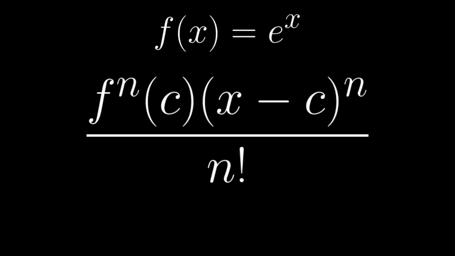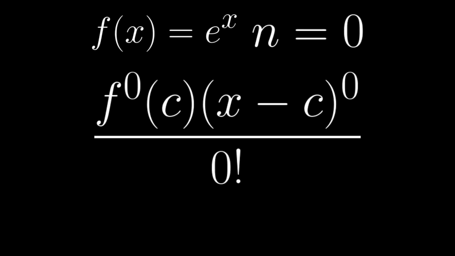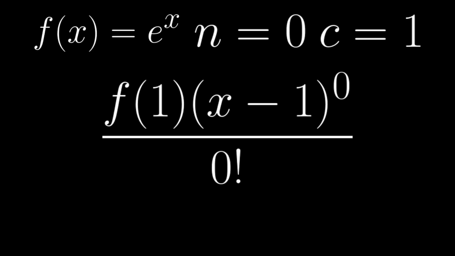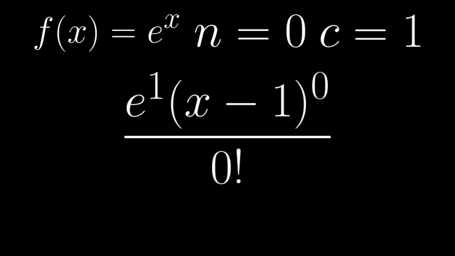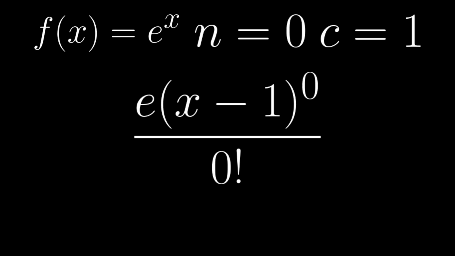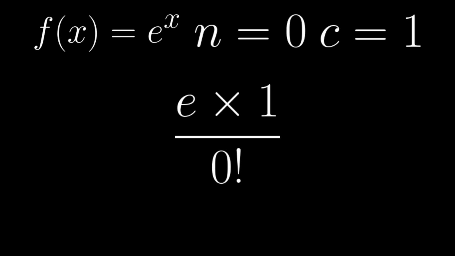For our formula, let f of x equal e to the x. Our first term is where n equals 0. The 0th derivative of f is just plain f, since we're centered around x equals 1, c equals 1. We plug this in, and we see that f of 1 is equal to e to the first, which is equal to e. x minus 1 to the 0th is equal to 1, due to any number to the 0th power equaling 1. 0 factorial is equal to 1, so the first term is just e times 1 divided by 1, which is equal to e.